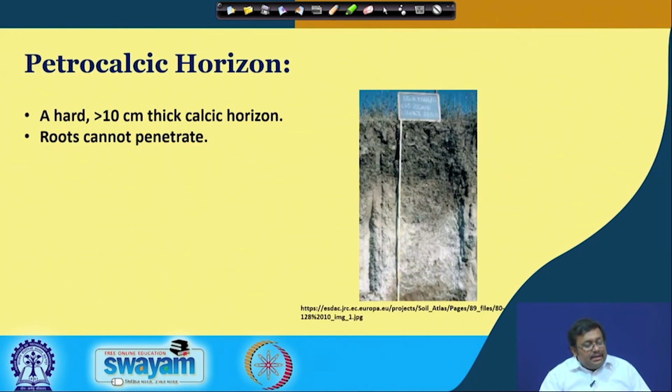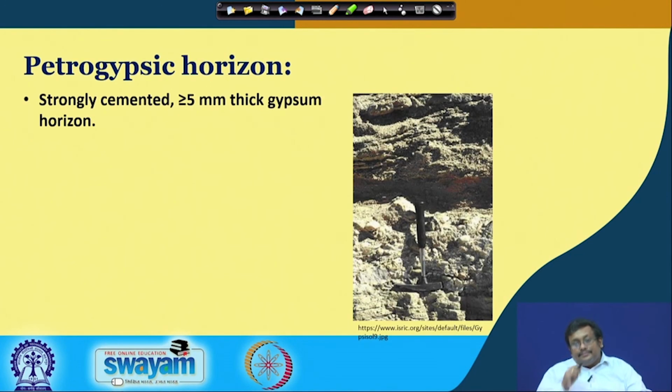Next one is petrocalcic horizon. It is basically a hard, greater than 10 centimeter thick calcic horizon, and due to the presence of these subsurface horizons, roots of the plants cannot penetrate into the soil. So, this is harmful for proper growth of the plant. So, this is called petrocalcic horizon. Another is petrogypsic, as the name suggests, again it is a strongly cemented, greater than 5 millimeter thick gypsum horizon, and it is similar to petrocalcic horizon, except that it is dominated by gypsum.